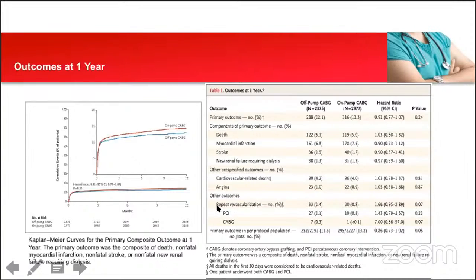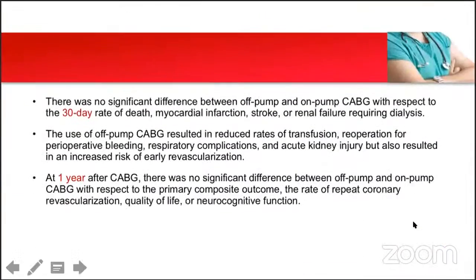But if we looked at the rate of repeat revascularization at 1 year, we can see in the off-pump Cabbage, it's 1.4% versus 0.8% in the on-pump Cabbage, with a p-value of only 0.07. So there was no significant difference between the off-pump and on-pump Cabbage with respect to the 30 days rate of death, MI, stroke, or renal failure requiring dialysis.